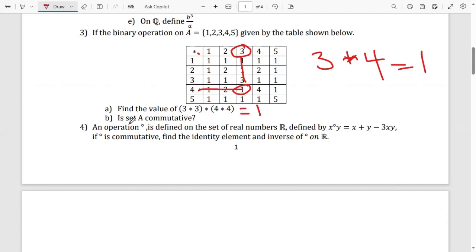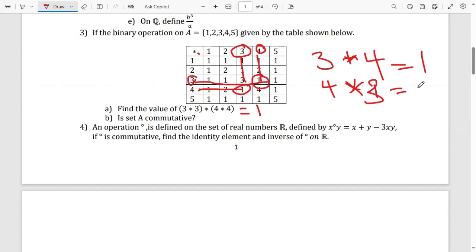And then B, they're saying, is set A commutative? We said commutative, so we must find the same thing if we swap the values. So if I find 4 star 3, is it also going to give me 1? So you go on the 4 and then star 3. Okay, so you come here, what is it giving you?